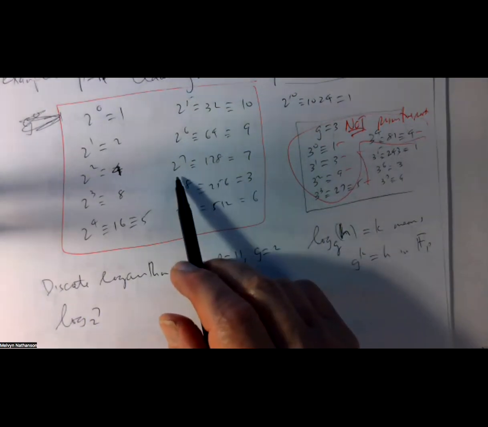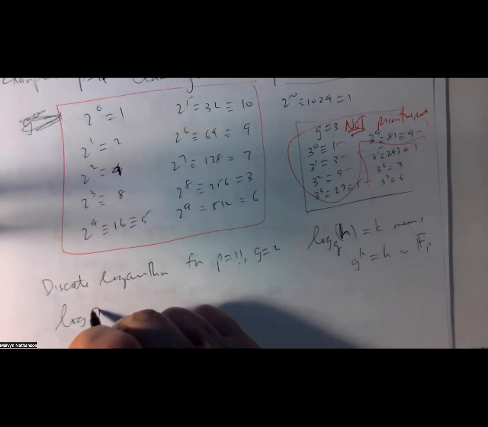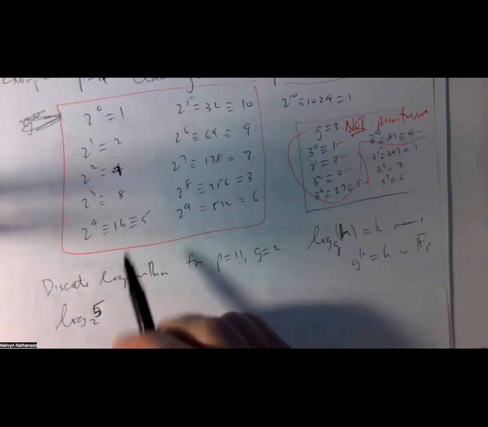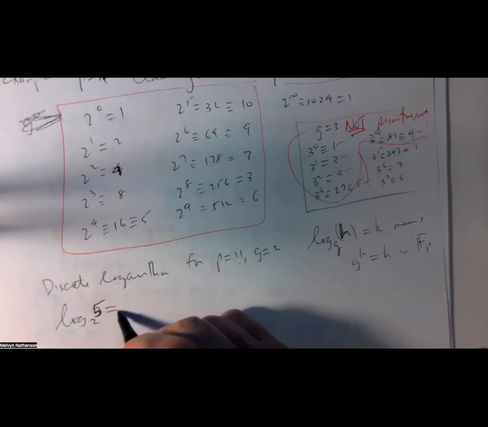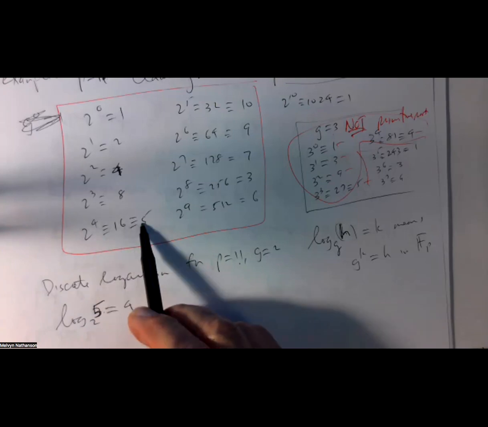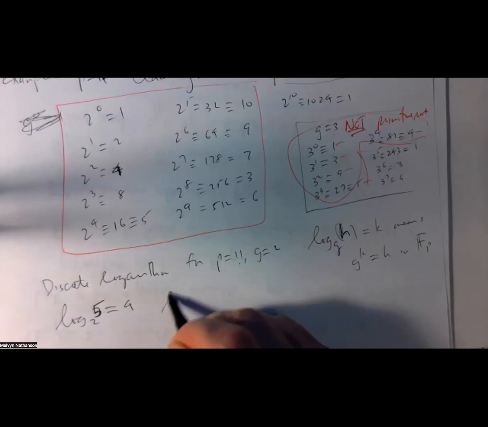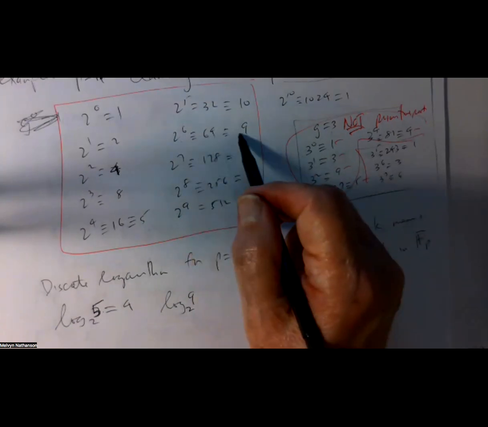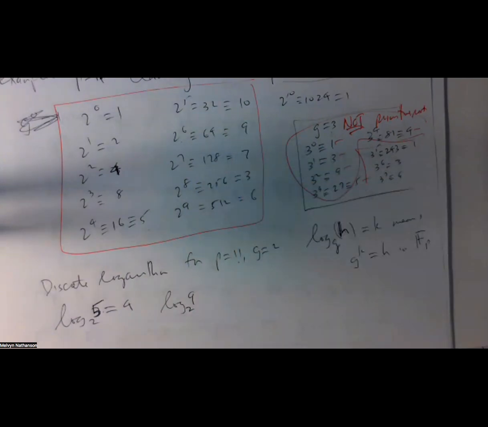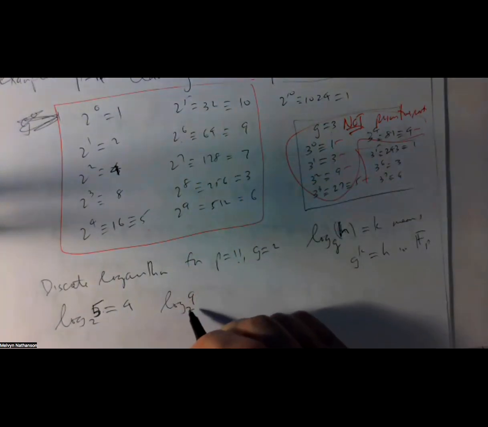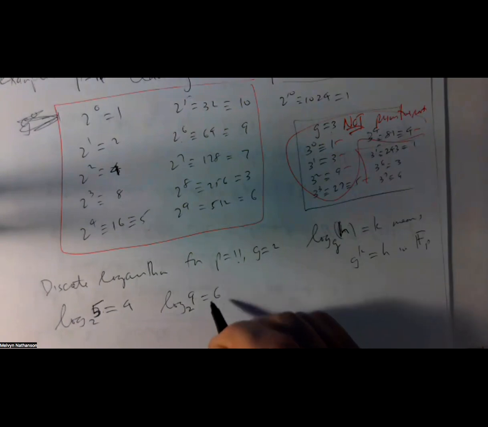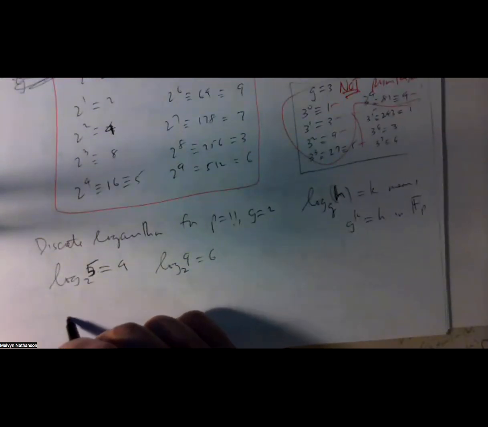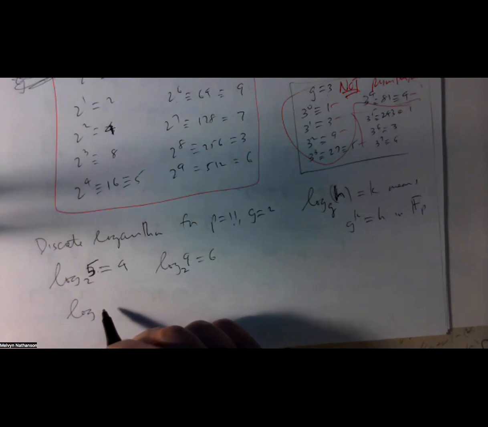Well, let me choose a different number. What is the log of 5 with respect to 2? Well, it's equal to 4, because 2 to the fourth is 5 mod 11. What is the log of 9 with respect to the primitive root 2? 2 to the sixth is 9 mod 11. So the log of 9 to base 2 is 6.